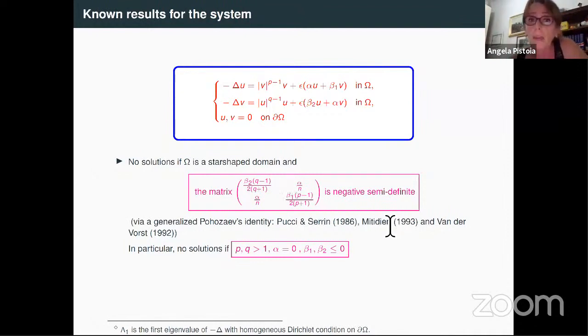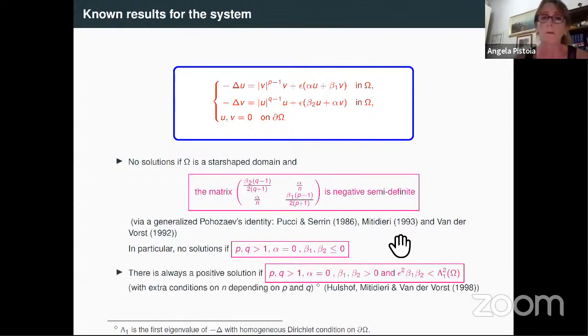And this can be obtained by a generalized Pohozaev identity, which is due to Pucci and Serrin, and by Mitidieri and van der Vorst. Okay, there are different steps to get this Pohozaev identity. And in particular, there are no solutions if p and q are greater than 1, alpha is 0, and beta 1 and beta 2 are both negative.